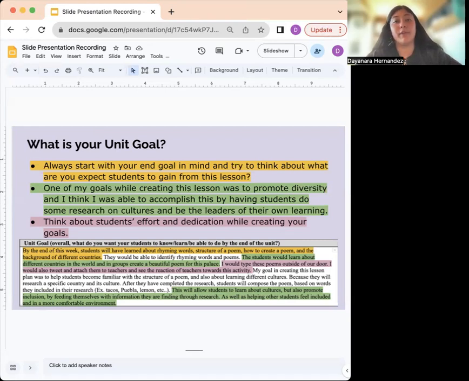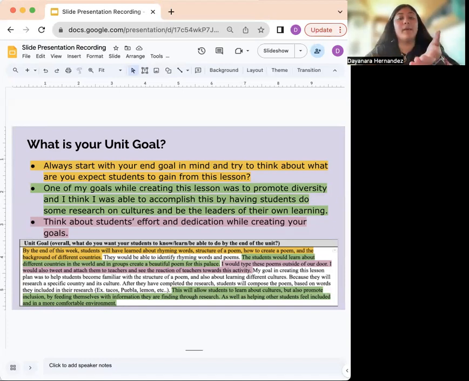One of my goals while creating this poem lesson was to promote diversity, and I think I was able to accomplish this by having students do some research on cultures and letting them be the leaders of their own learning. The students will have to learn about different countries in the world and in groups create a beautiful poem for this place. This will allow students to learn about cultures, but also promote inclusion by feeding themselves with information they're finding.